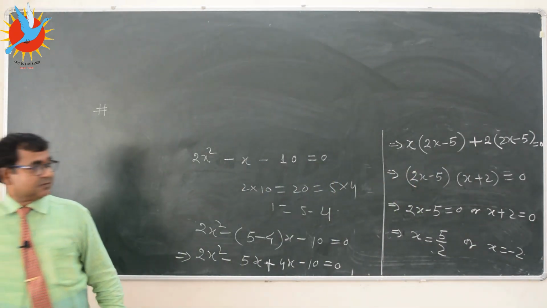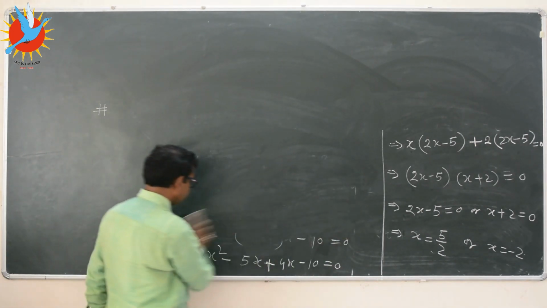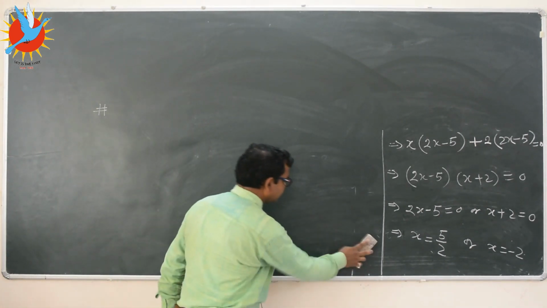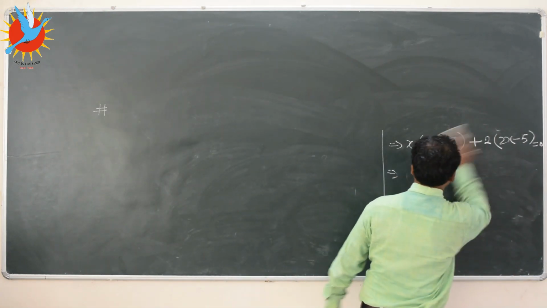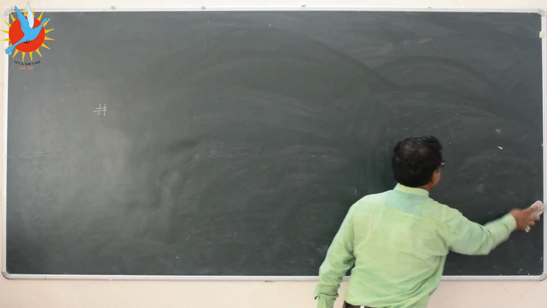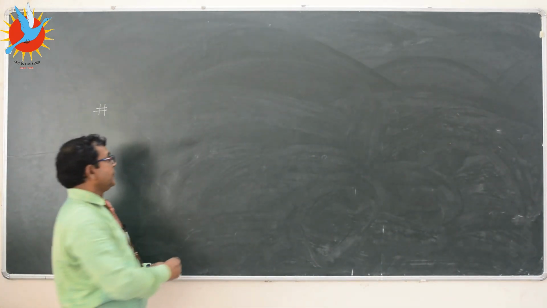So we have learned the solution of quadratic equation ax square plus bx plus c, where a is not equal to 1 and a, b, c are not equal to 0. Now we have to learn to find the solution of quadratic equation where b is 0.